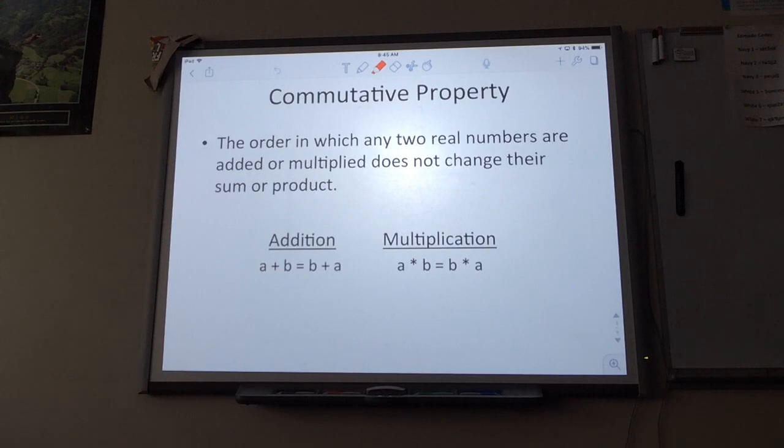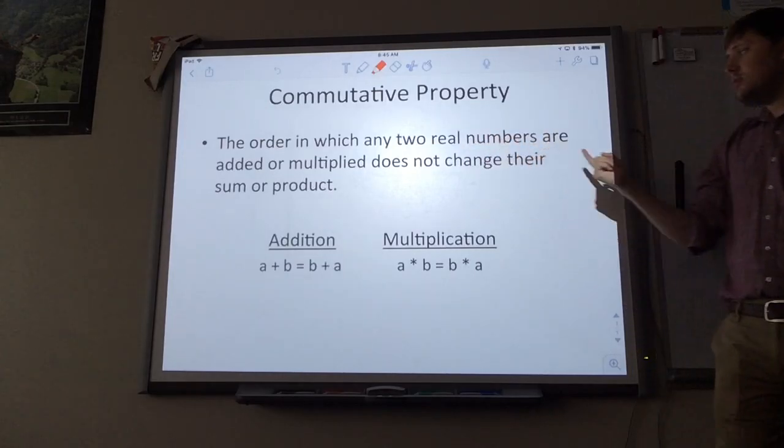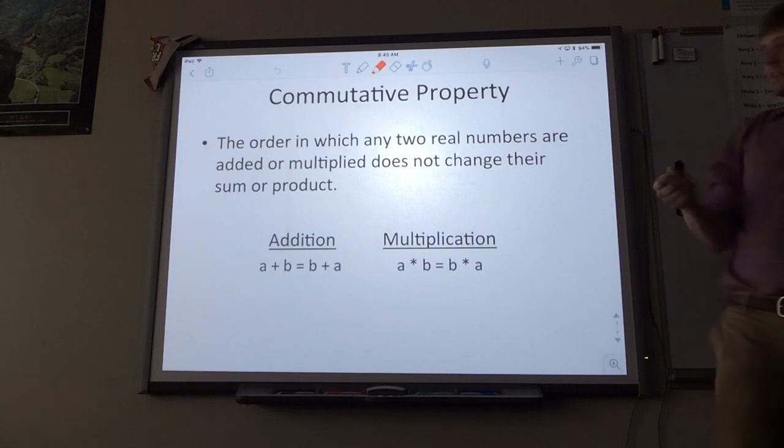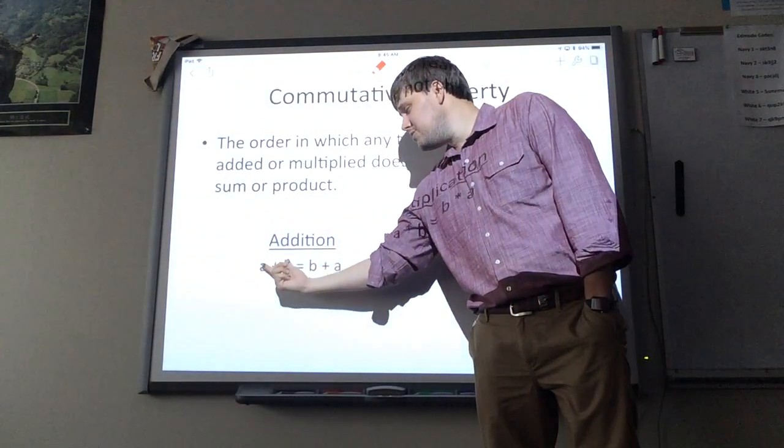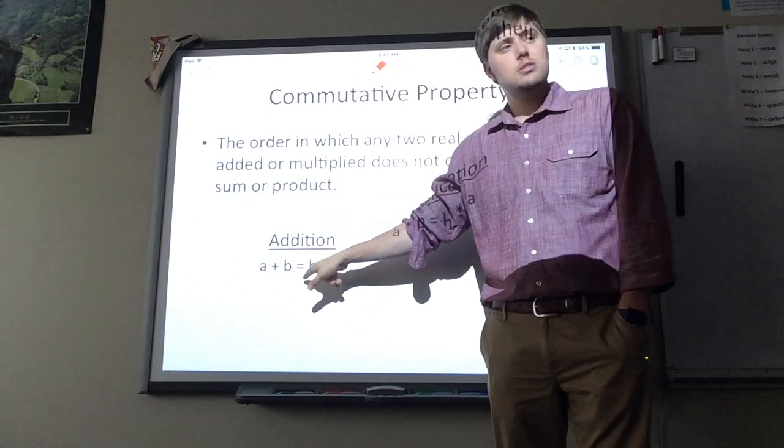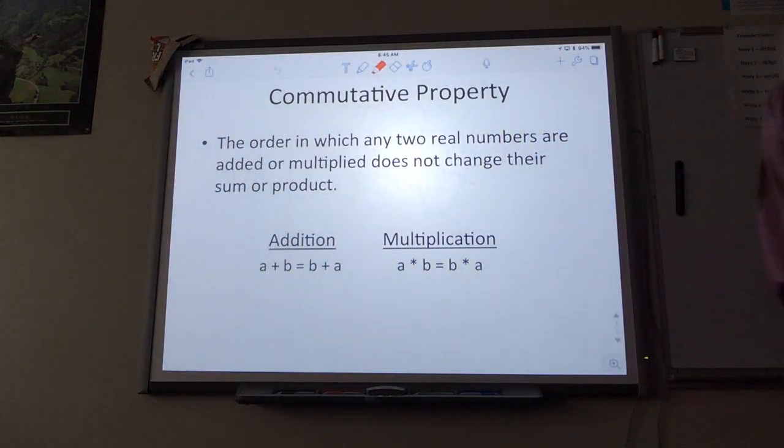The commutative property, what does it mean to commute somewhere? To go, to move. So the commutative property is just moving the stuff around. That's all it means. The order in which they are added or multiplied does not change their sum or product. If I took these two and moved them to different locations, and you add them, it's still the same thing. What's 3 plus 5? 8. What is 5 plus 3? 8. So it doesn't matter the order, the answer is going to be the same.